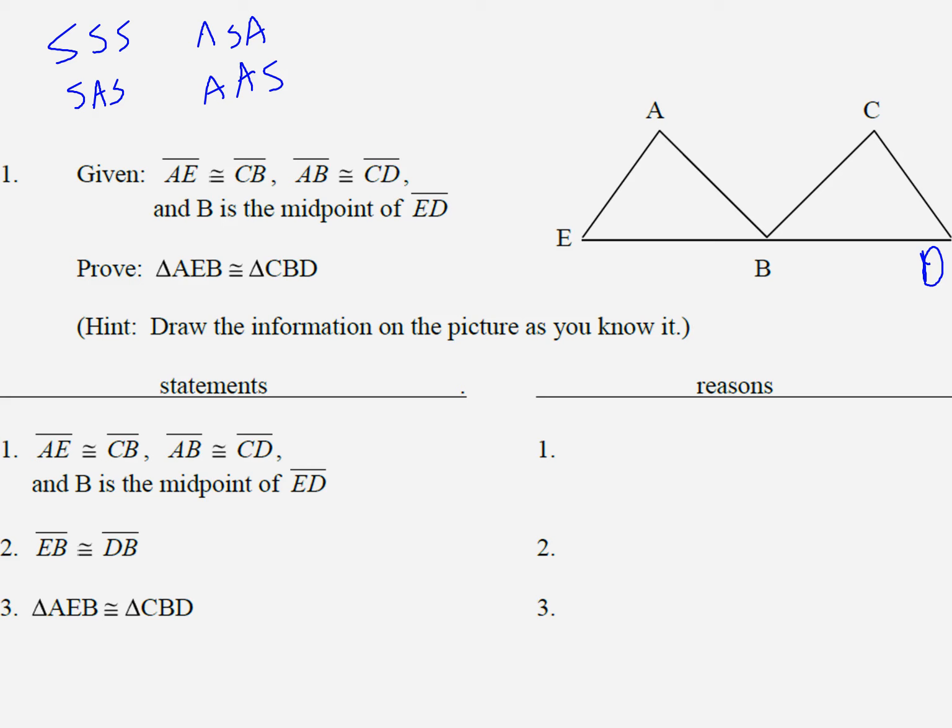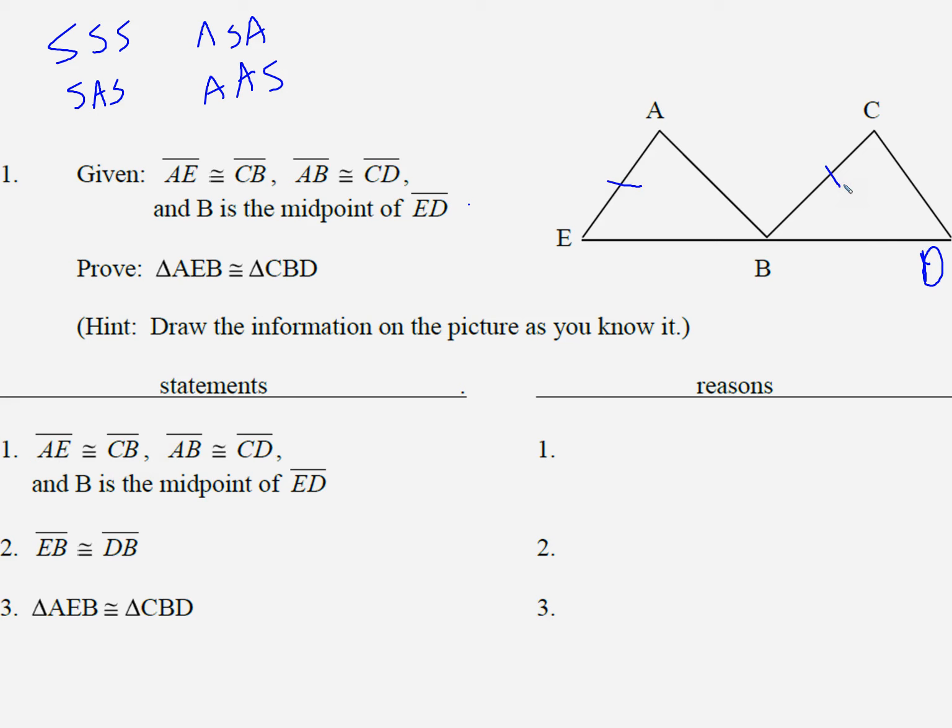When we have information written in our statements, it's a good idea to go ahead and mark it right on your figure. So put the given down here. We are just trying to prove the triangles are congruent. Draw the information on the picture as you know it. So AE is congruent to CB. Let's come up here, find AE, and mark that congruent to segment CB. I'm going to put a little mark on each of those.